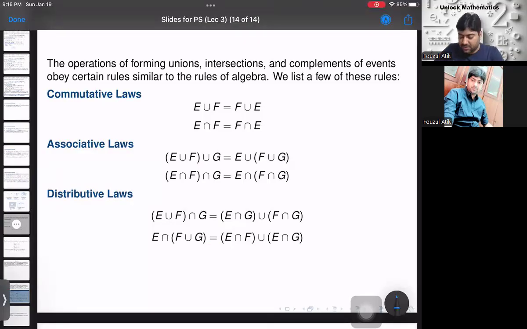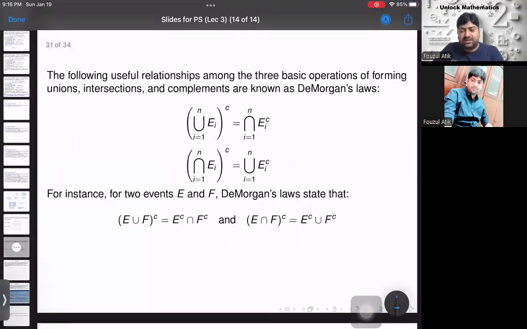Okay. And then we know that in the case of sets, we have this famous law, De Morgan's law, which will also be satisfied. De Morgan's laws are: E union F whole complement is equal to E complement intersection F complement. So they are the individual complements intersected. And similarly, E intersection F whole complement is equal to E complement union F complement.